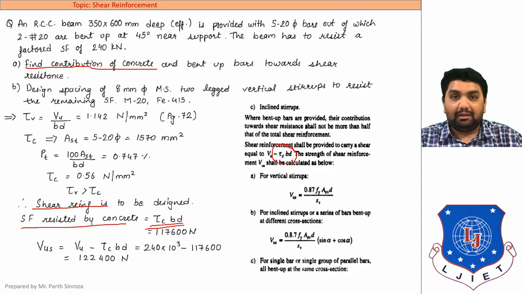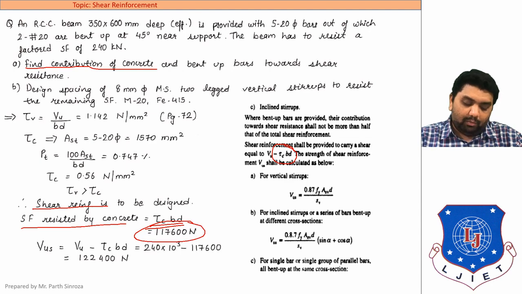We have everything in the question provided. The tau c value we have identified, b and d are given in the question. So that value comes out to be 117600 Newton. Now we need to find Vus. The equation will be the same. Vus will be equal to Vu minus tau c bd. So that comes out to be 122,400 Newton.